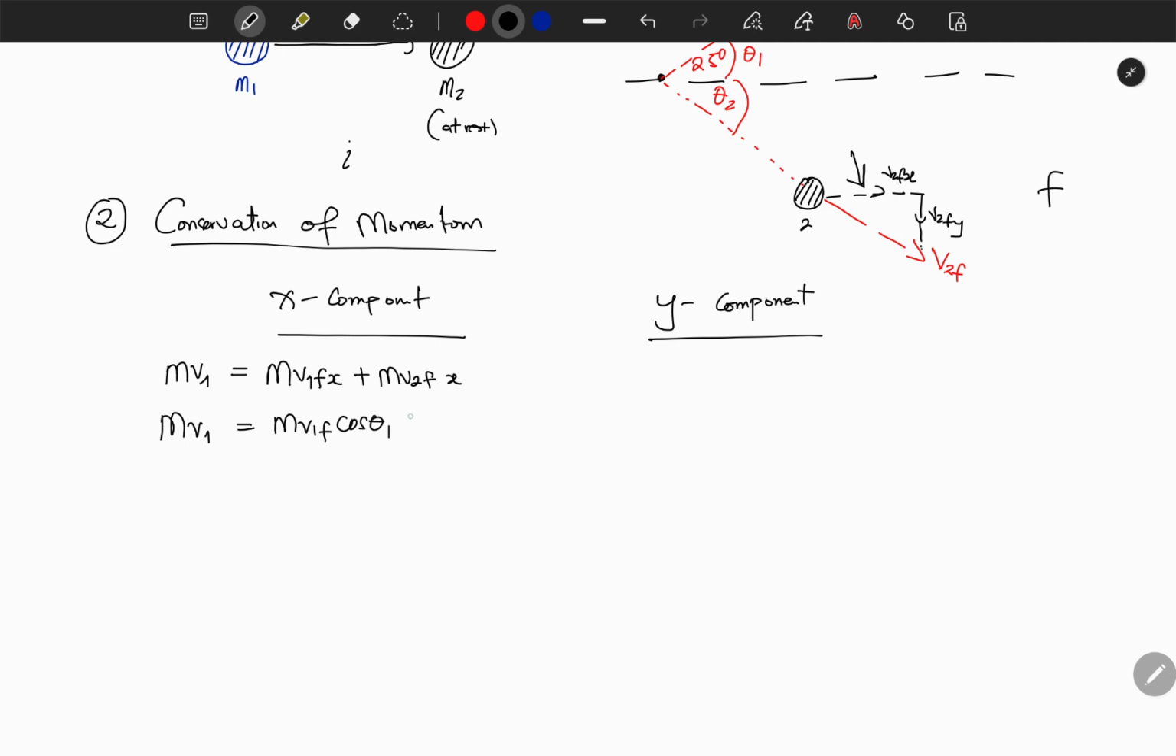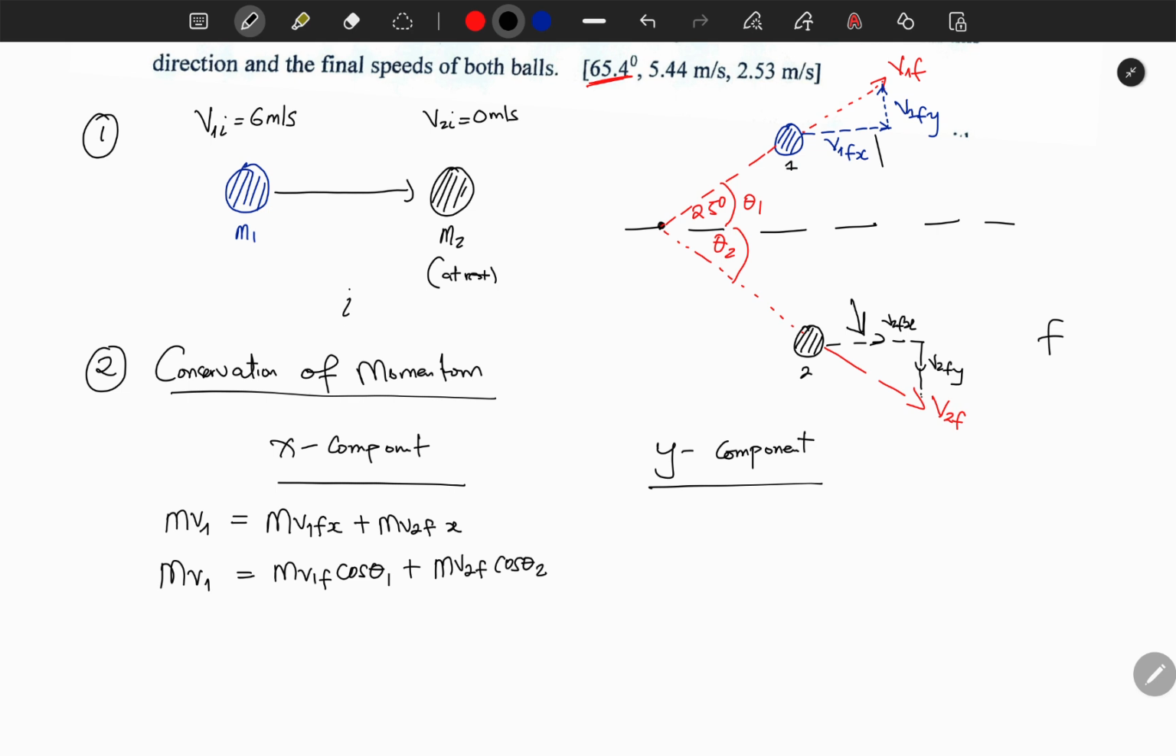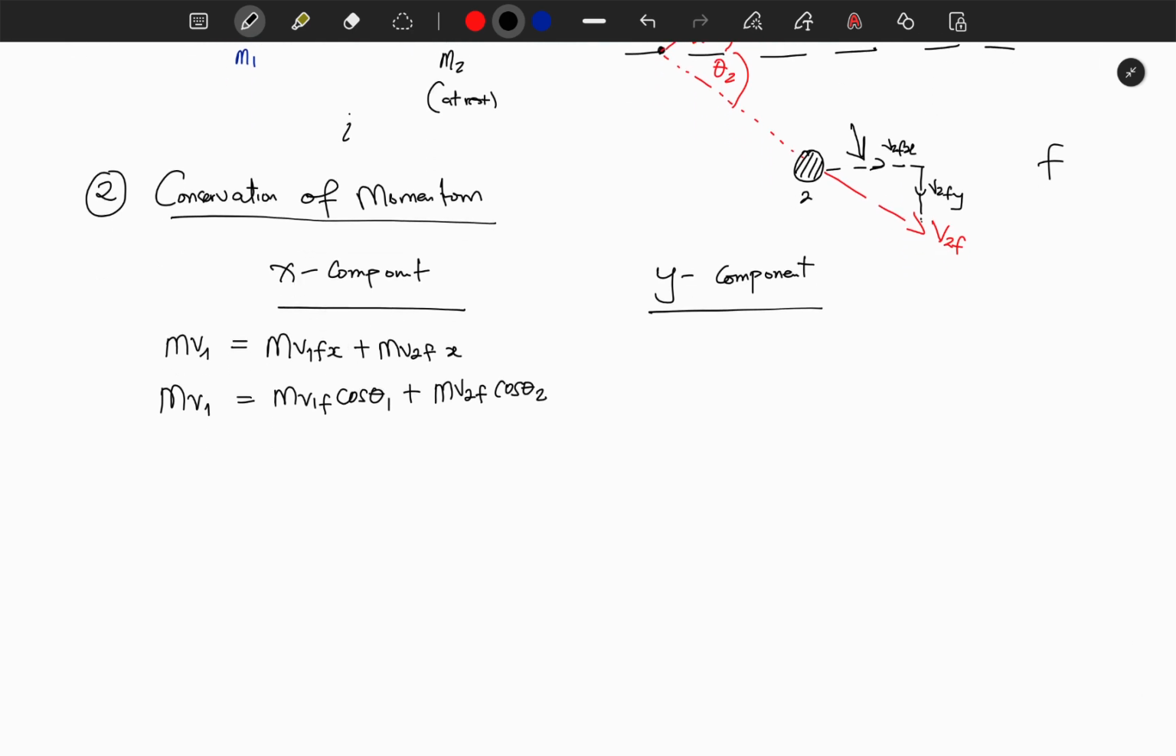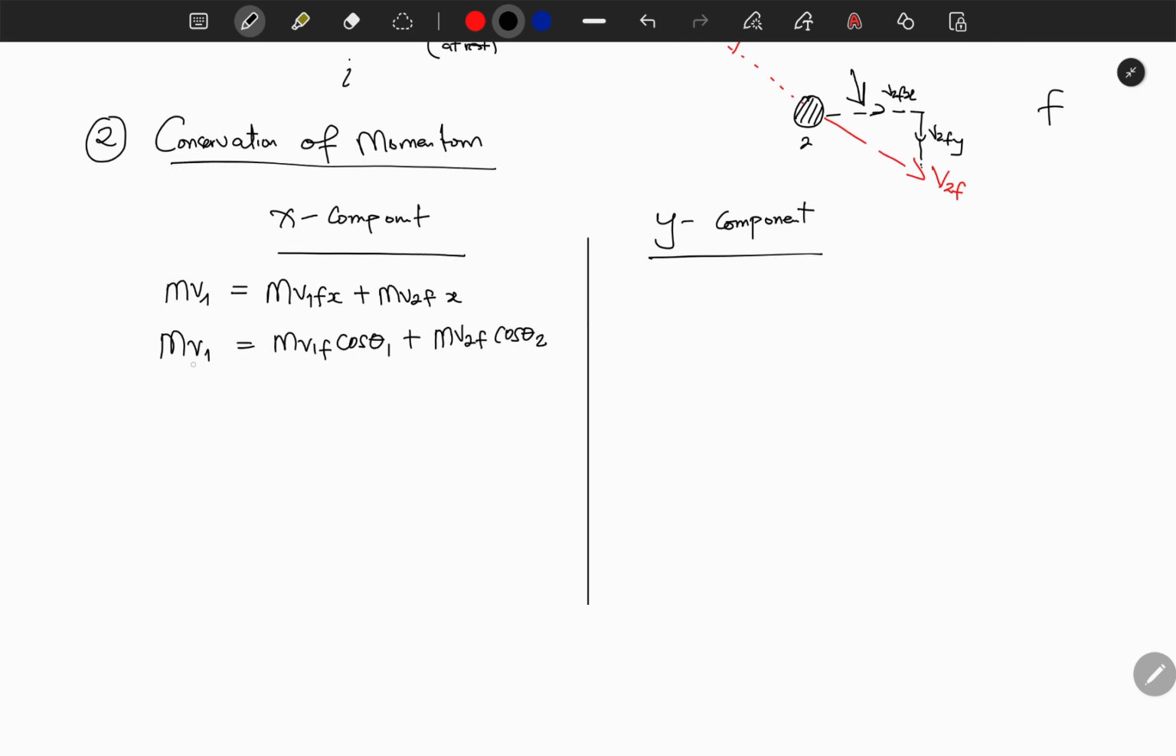Now which angle? The first angle. Plus m v2f cosine angle 2. We are done for the x component. I'm going to simplify it further. You know that we can divide the mass throughout. If we divide the mass throughout, we get v1 is equal to v1f cos theta 1 plus v2f cos theta 2.